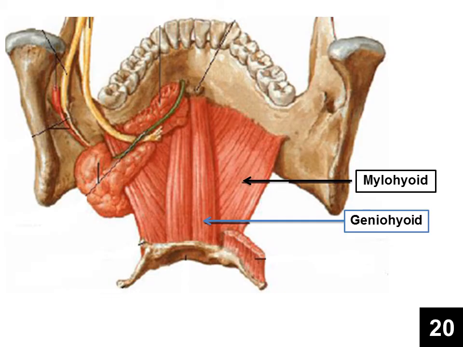Here, from above the mylohyoid, you can see the mylohyoid and the geniohyoid, which lie in the median plane over that muscle, and you can see the two muscles lie side by side.